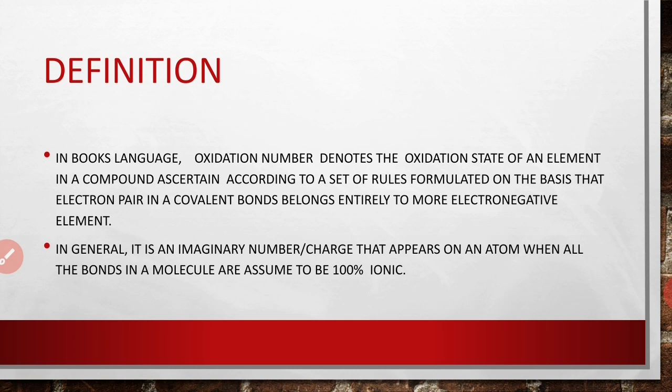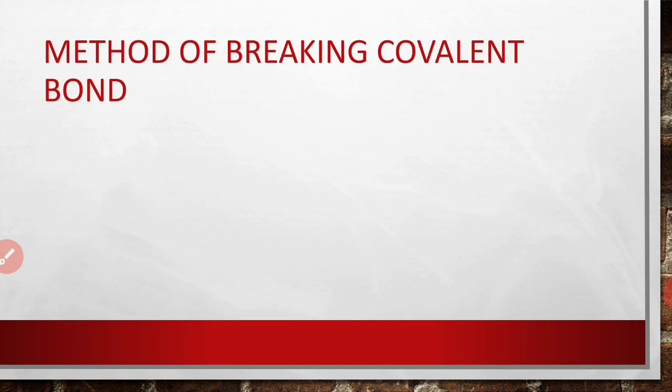In simple language, we can say it is an imaginary number or charge that appears on an atom when all the bonds in a molecule are assumed to be 100% ionic. So to understand the oxidation number, we have to know how we can break a covalent bond.